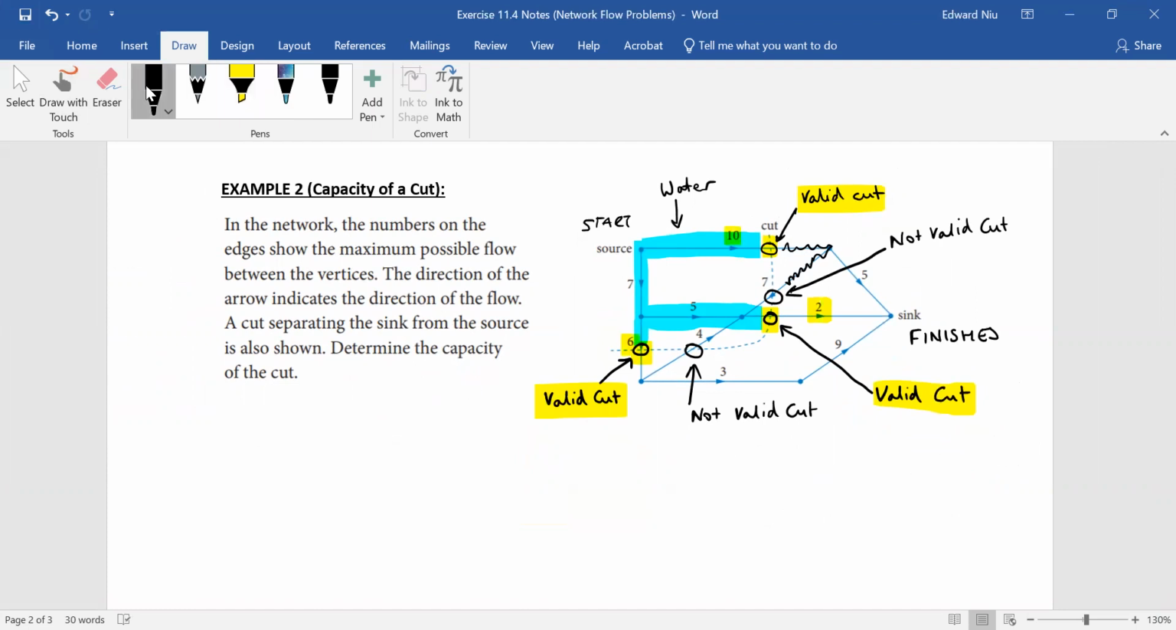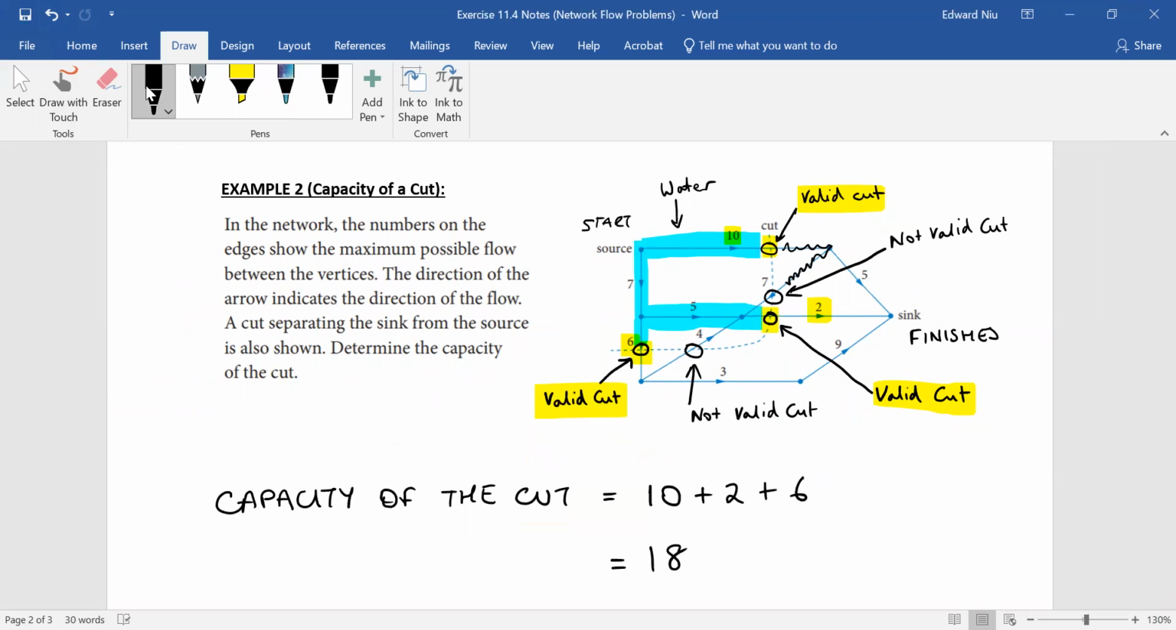All right, so capacity of the cut is going to be all the valid cuts added together, which is going to equal 10 plus 2 plus 6, which is going to be 18.